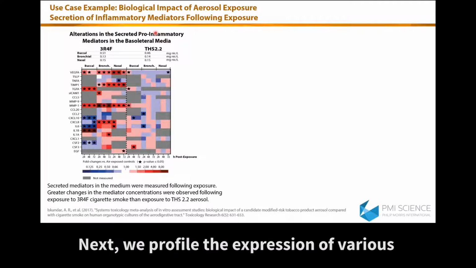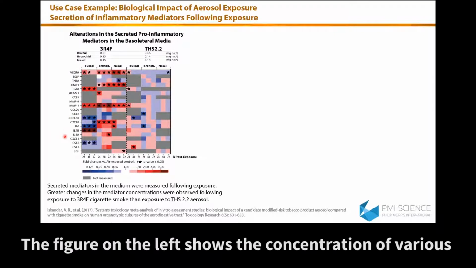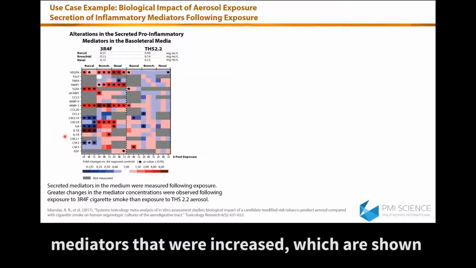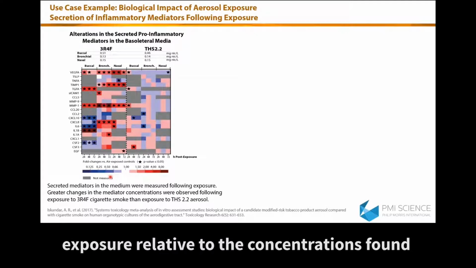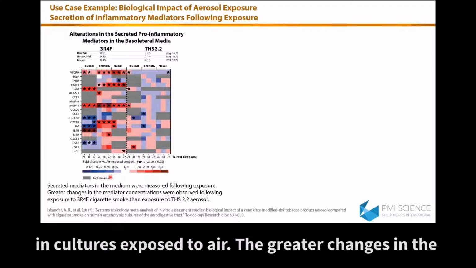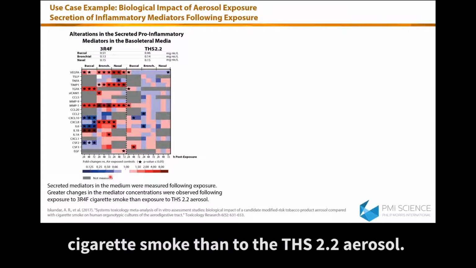Next, we profiled the expression of various inflammatory mediators in the media. The figure on the left shows the concentration of various mediators that were increased, shown in red, or decreased, shown in blue, following exposure relative to the concentration found in cultures exposed to air. The greater changes in concentration were seen following exposure to cigarette smoke than to THS 2.2 aerosol.